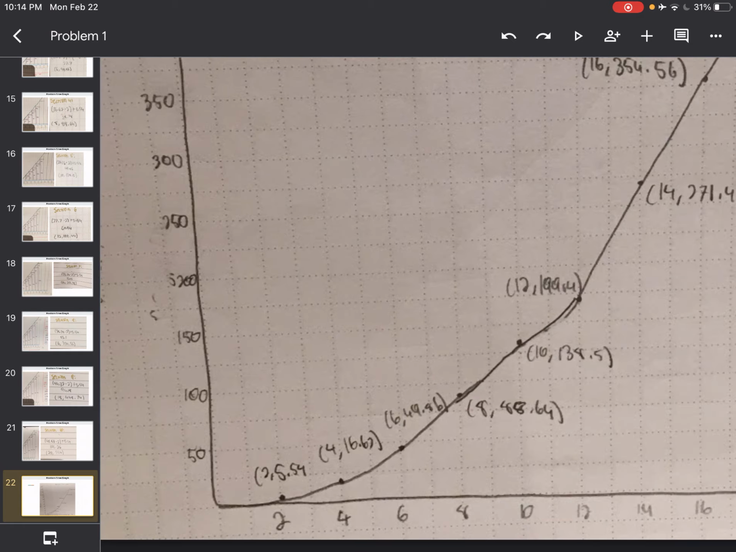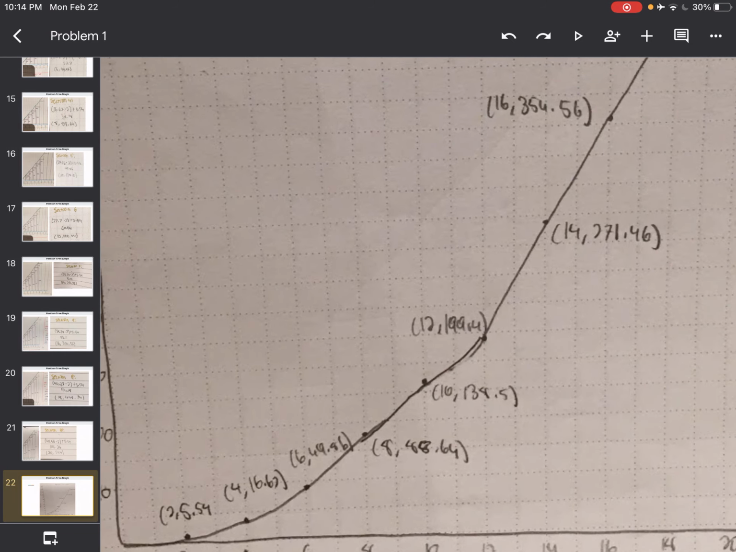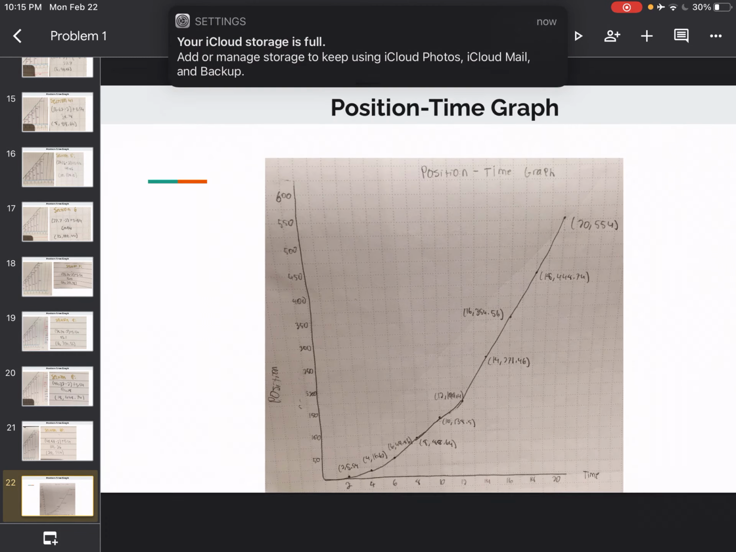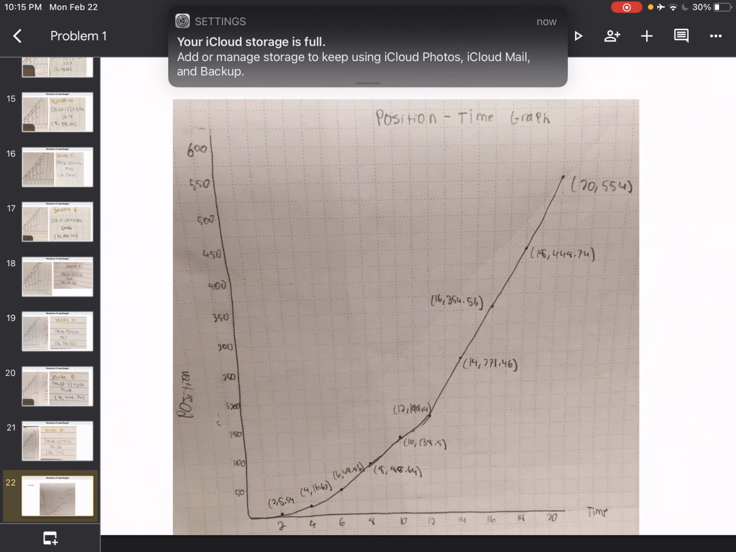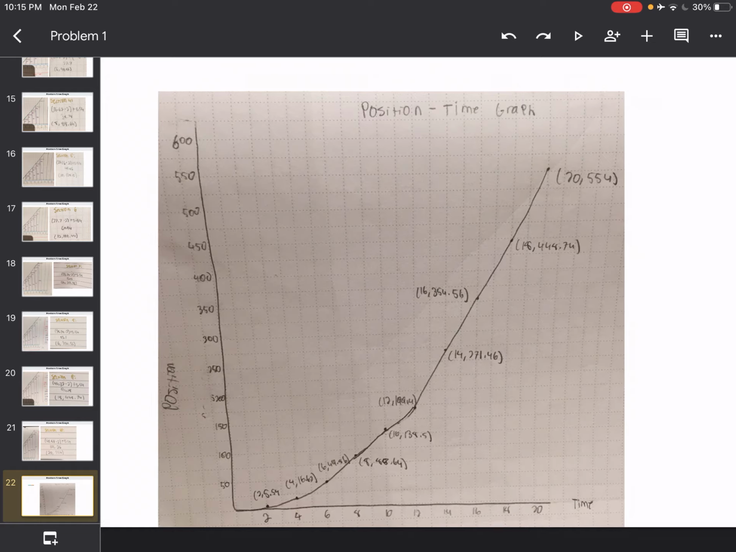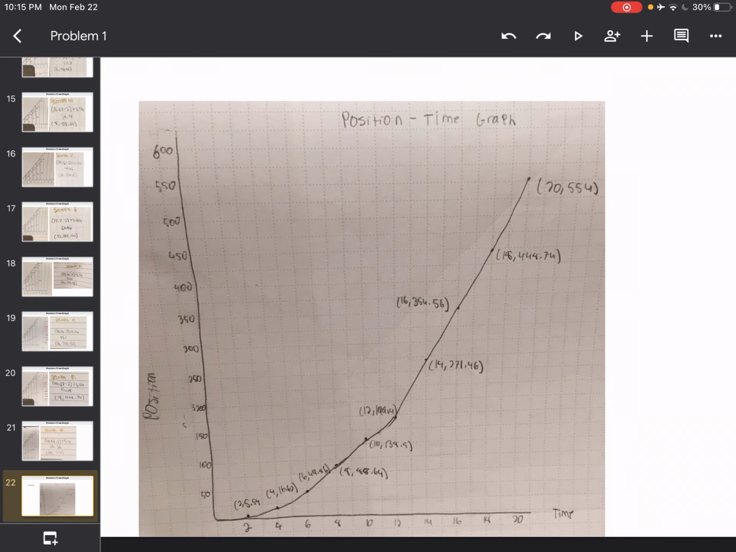As you can see, the values start small, but the gaps between them get bigger and bigger. We can see it all on a graph right now, so this is an exponential function. This is increasing exponentially. So this is our final position time graph.